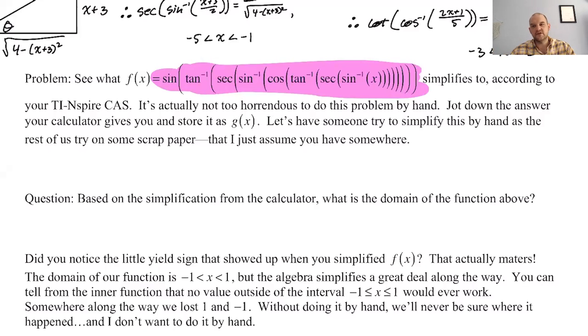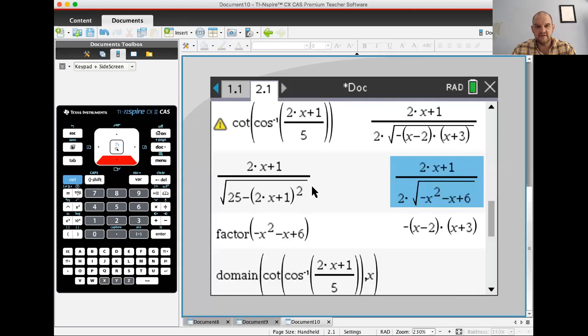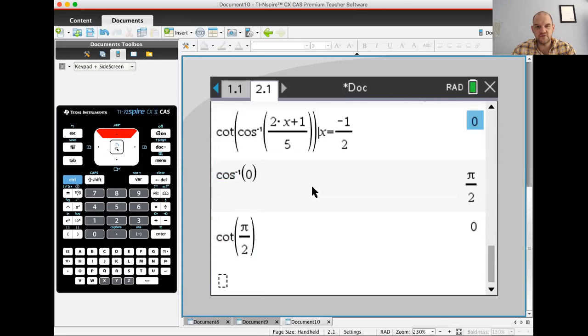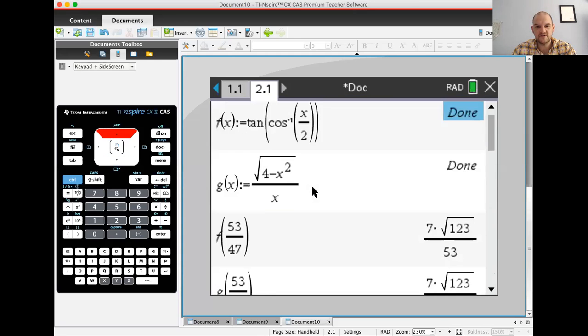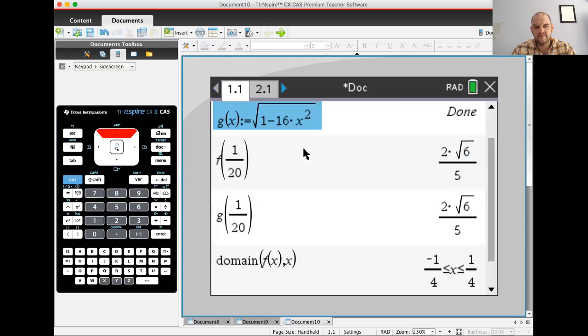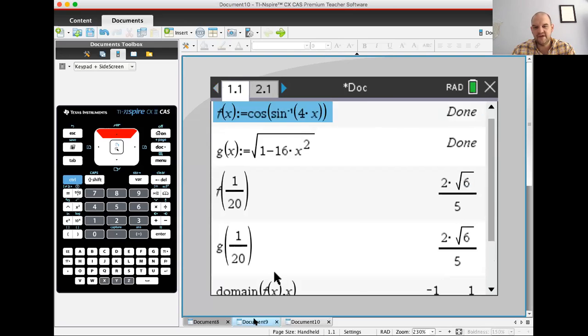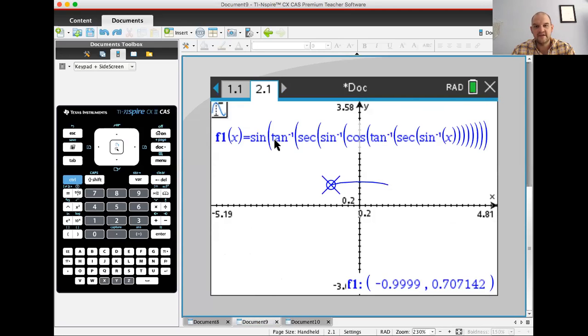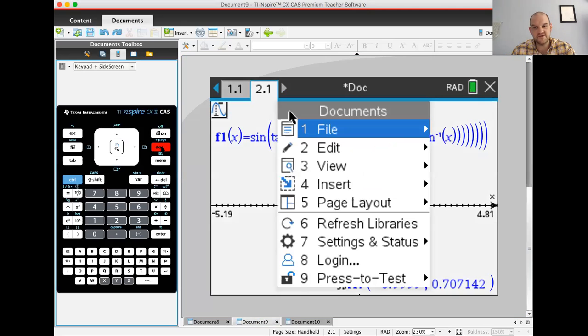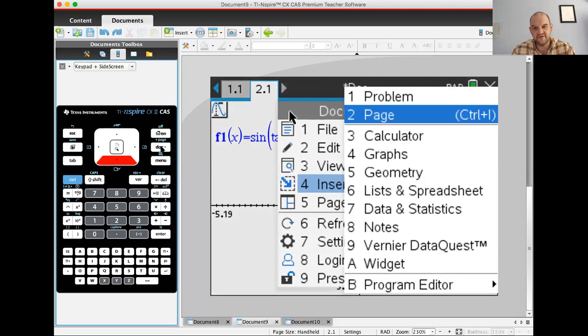All right, so let's do that. So switch over to the calculator and see what we can do. I feel like I have this stored somewhere, but I'm not really sure. Not here. Not here. Maybe I have more. There we go. Sine of the tan inverse of the secant of the sine inverse of the cosine of the tan inverse of the secant of the sine inverse. Yes. Okay. I have it stored. That's great. So I'm not going to type it in again. You've got to type it in if you don't have it.